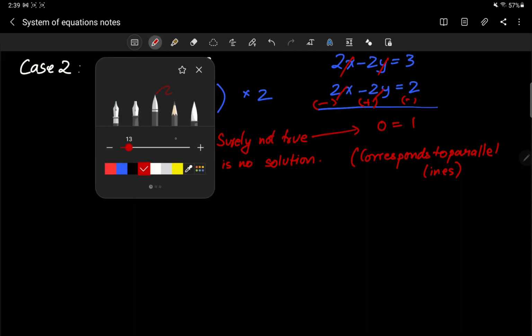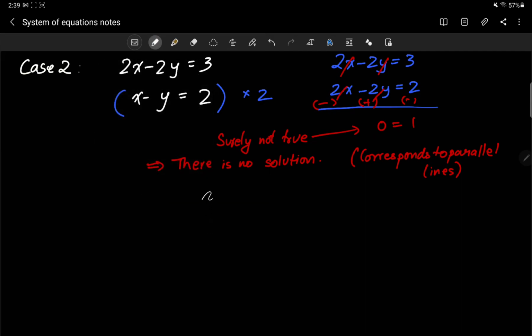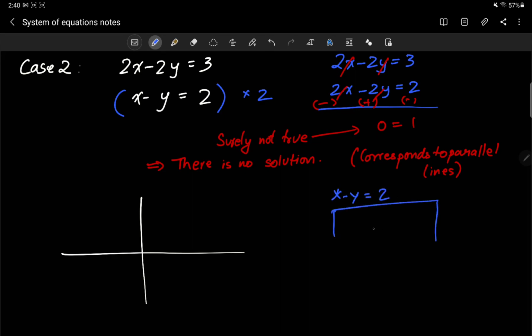Okay, in fact, you can try it out. 2x minus 2y, or let's start with x minus y. So if you construct the table for x minus y equals 2, right? You just need 2 points. So let's let x be 0, then y is negative 2, and y is 0, x is 2. So that's 2 comma 0, and 0 comma negative 2. So that's my line right there.